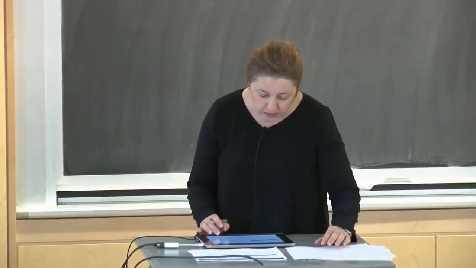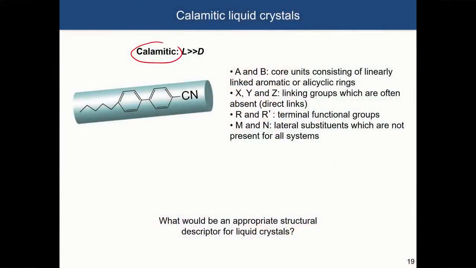So general terms for the calamitic or rod-like type of liquid crystalline materials, they do have a general form. And this is typically a set of aromatic rings that are connected with different types of connecting units, and they can be functionalized at their ends using different types of terminal functional groups. And again, they can be decorated on the sides with different types of side groups, etc.